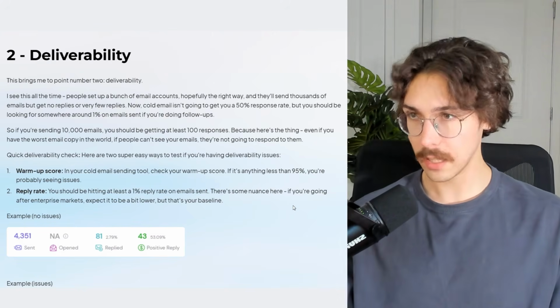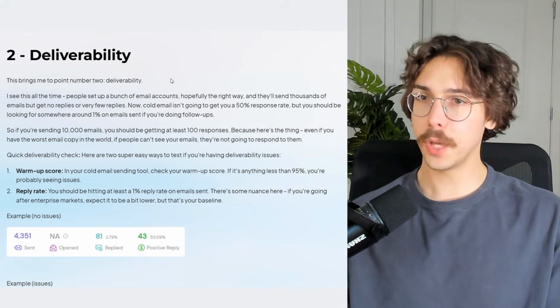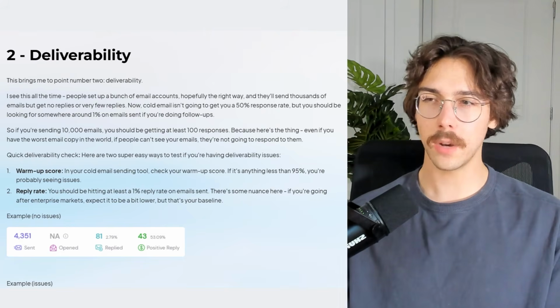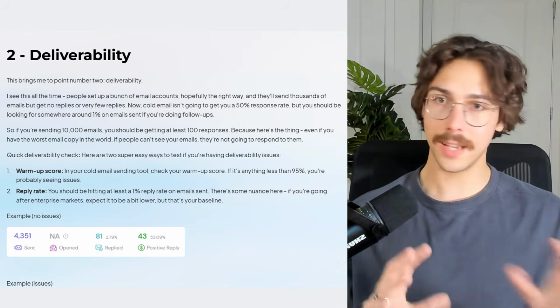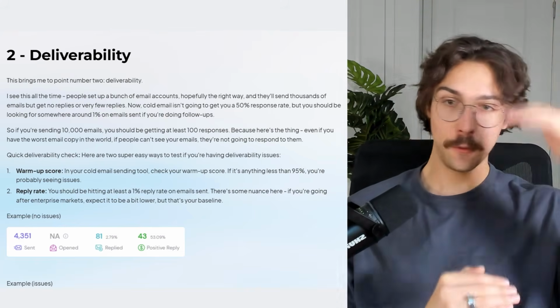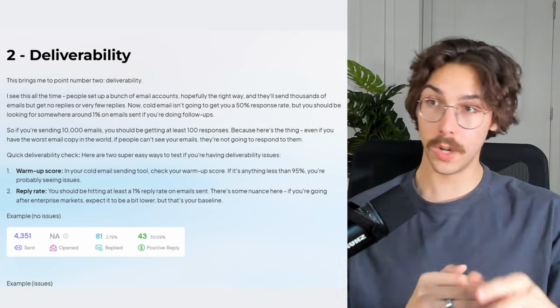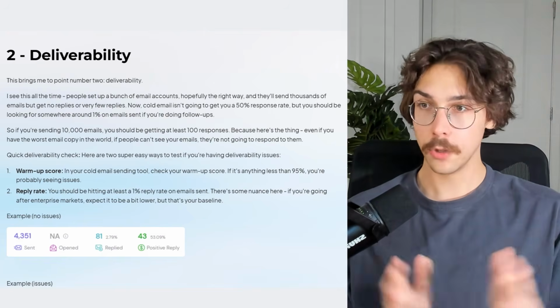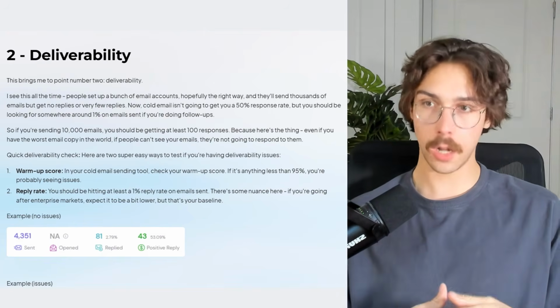And so if you're sending 10,000 emails, a general rule of thumb that I have here is about a 1% reply rate. Again, we're talking about emails sent, not leads contacted. So if you're sending 10,000 emails, I don't care if it's 5 follow-ups to 2,000 people or 1 email to 10,000 unique people, you're going to want to at least be shooting for 100 responses.